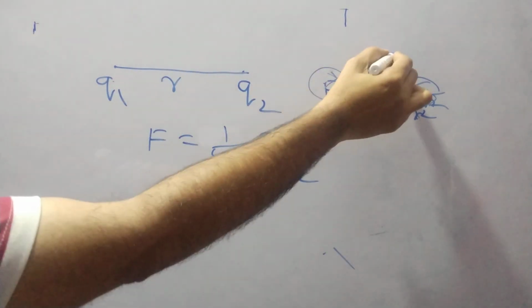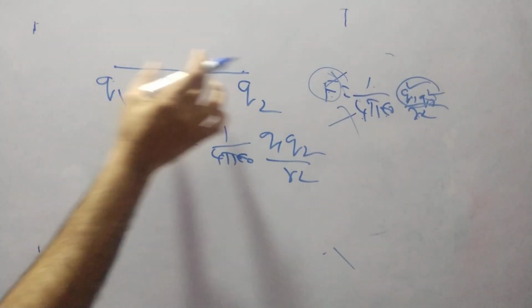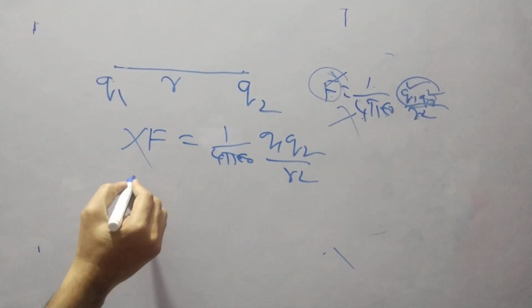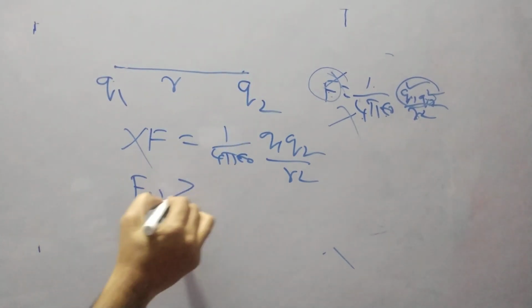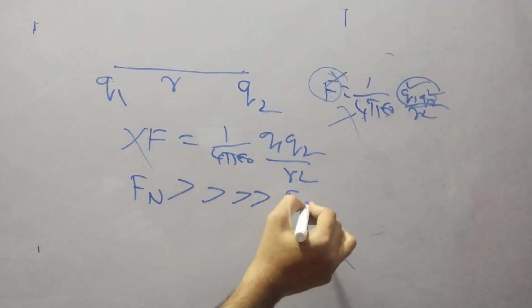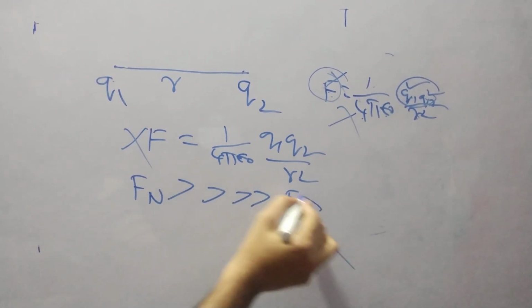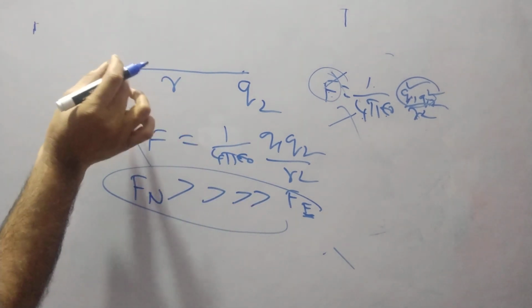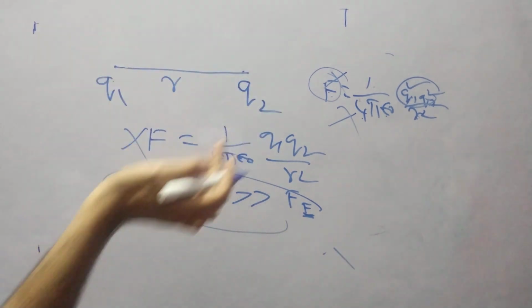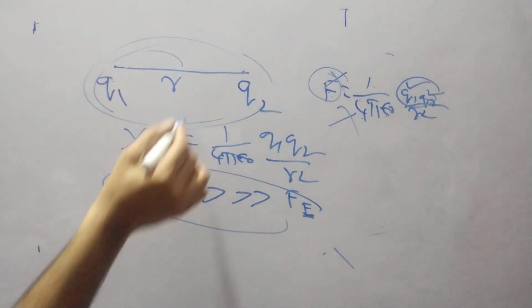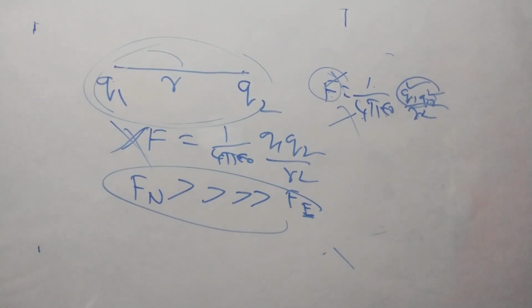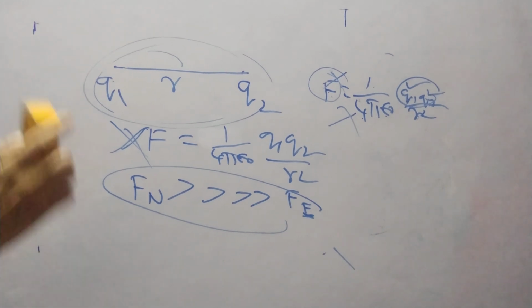When the distance is large, there is no electrostatic force. When the distance is small also, the nuclear force will come, because the nuclear force is much greater than the electrostatic force. When a nuclear force is coming, there is no electrostatic force. So that is the third limitation: Coulomb's law cannot be applied when the distance is large and cannot be applied when the distance is very small.